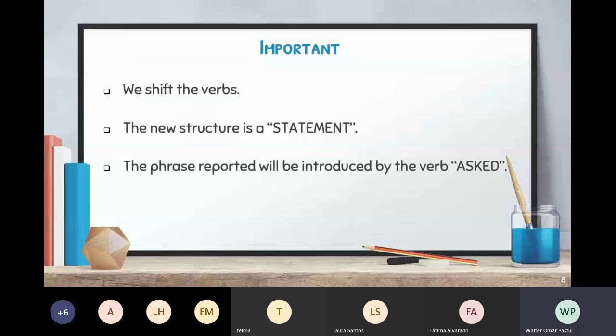What do I mean when I say statement? An affirmative sentence. You need the order, subject, verb, because it's a statement. And the phrase reported will be introduced by the verb asked. That's how we are going to report questions. Like the teacher asked me if I were happy, something like that. We're going to check a lot of exercises and examples today.